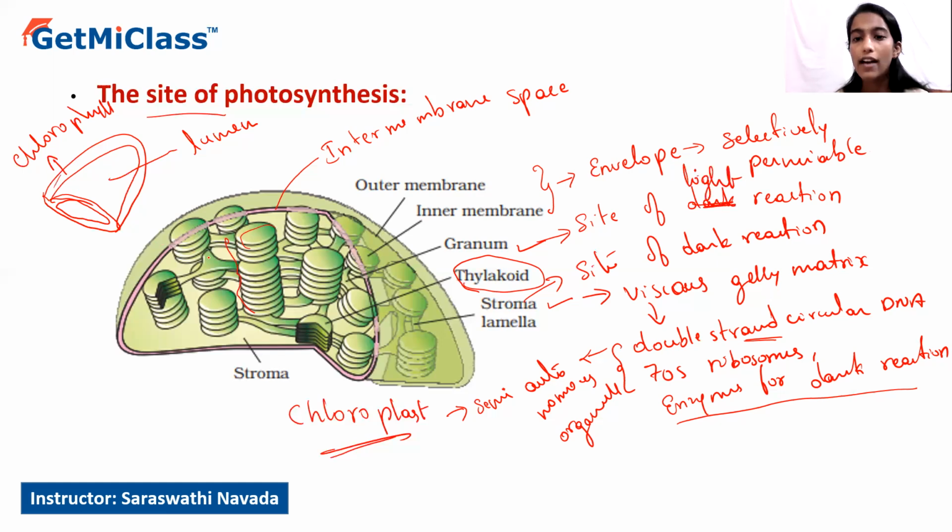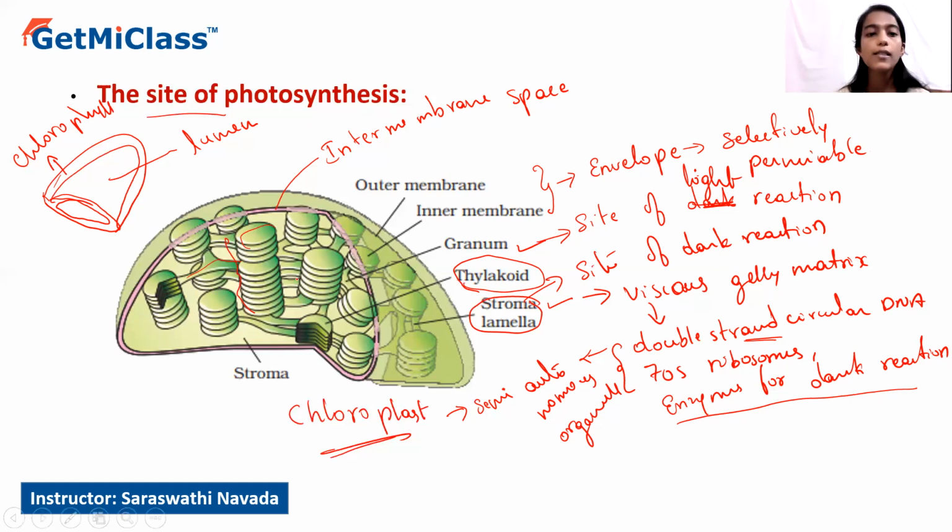And in case of grana, each grana is interconnected with the others by means of structures called stroma lamellae. So stroma lamellae is the interconnecting structure which connects two adjacent grana together. So that is regarding the structure of the chloroplast, which is involved in the photosynthesis, and it is considered the main site of photosynthesis in green plants. And this chloroplast will be abundantly present in the leaf cells called mesophyll cells, and in other green parts of the plants also.